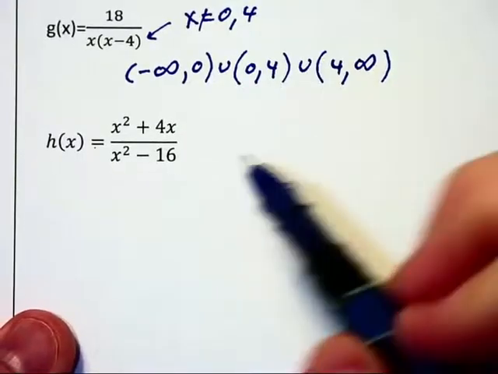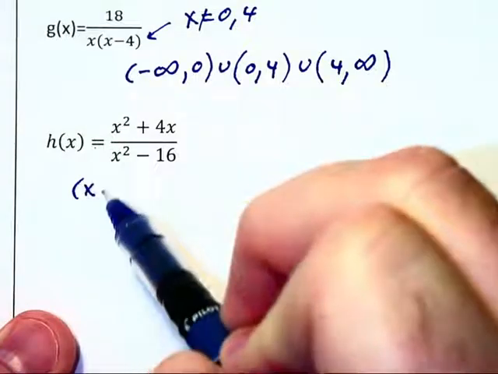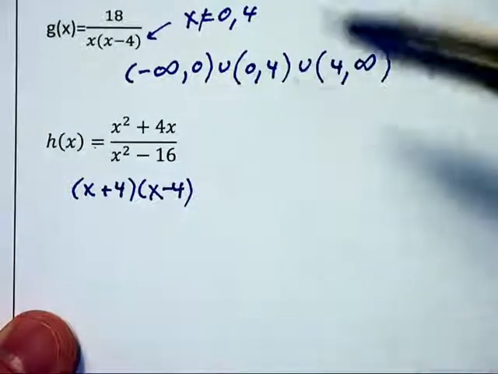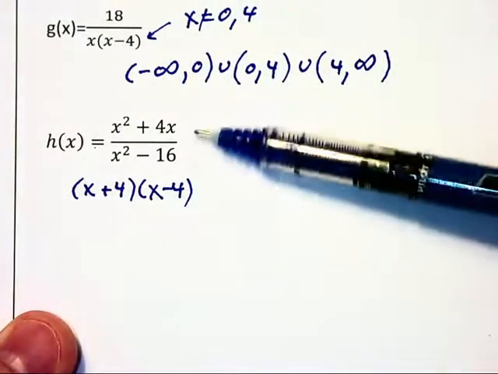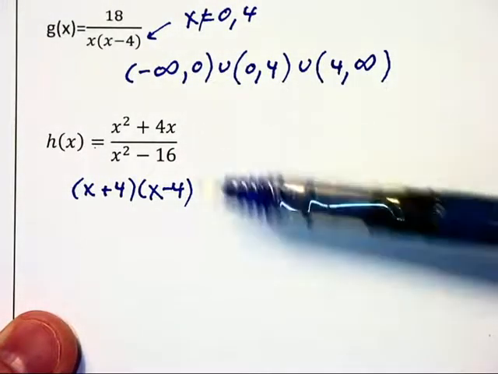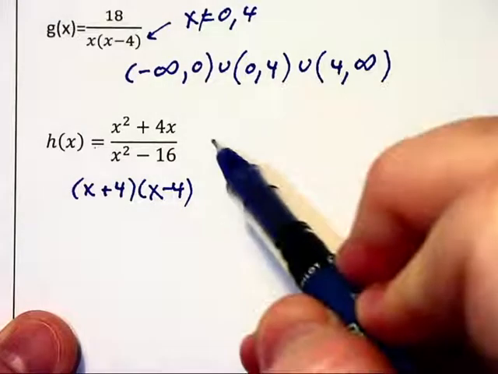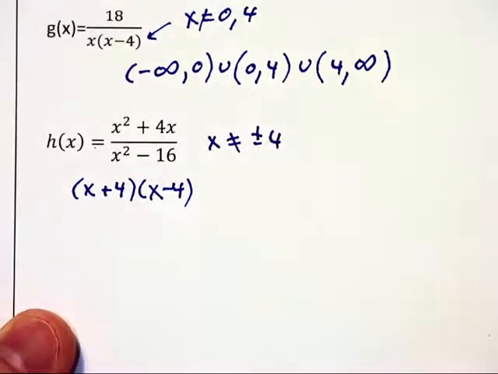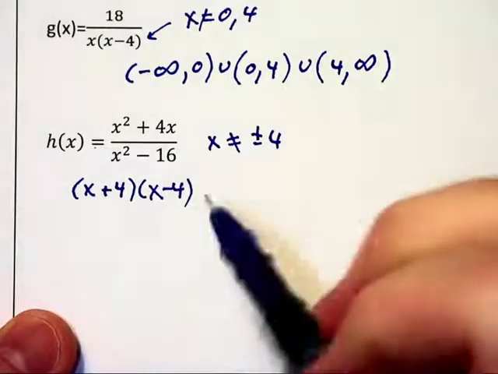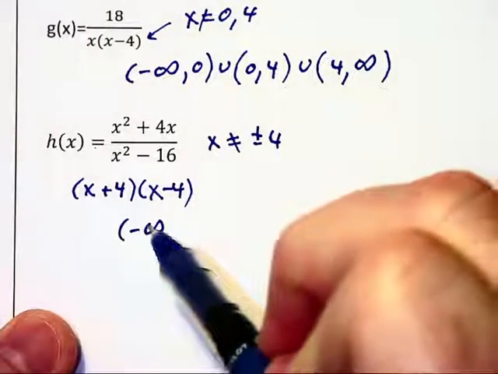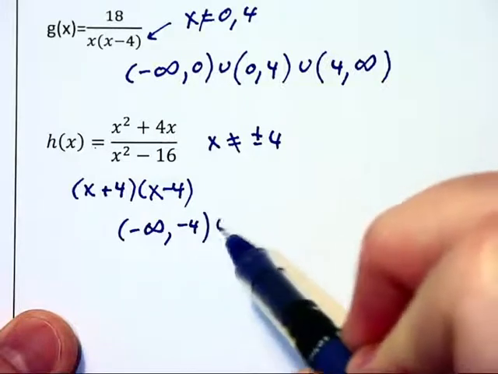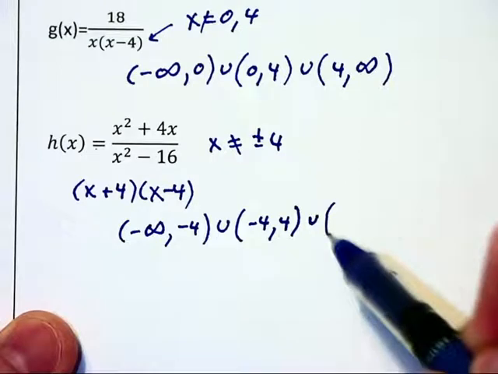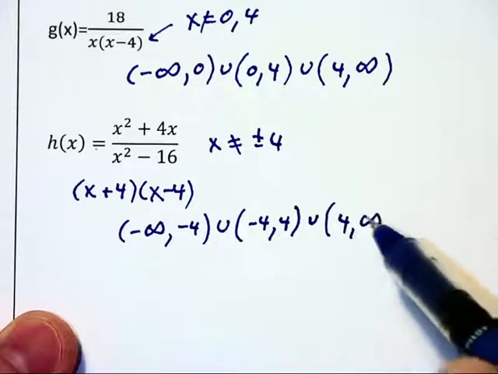Finally, for h of x, we note that the denominator factors into x plus 4 times x minus 4. We don't worry that the x plus 4 will cancel with the numerator. We only look at the original problem, and we see that x cannot equal plus or minus 4. So the domain will be very similar to what we had up above, from negative infinity on up to negative 4, united with negative 4 to positive 4 between those two values, united again with the interval off to the right.